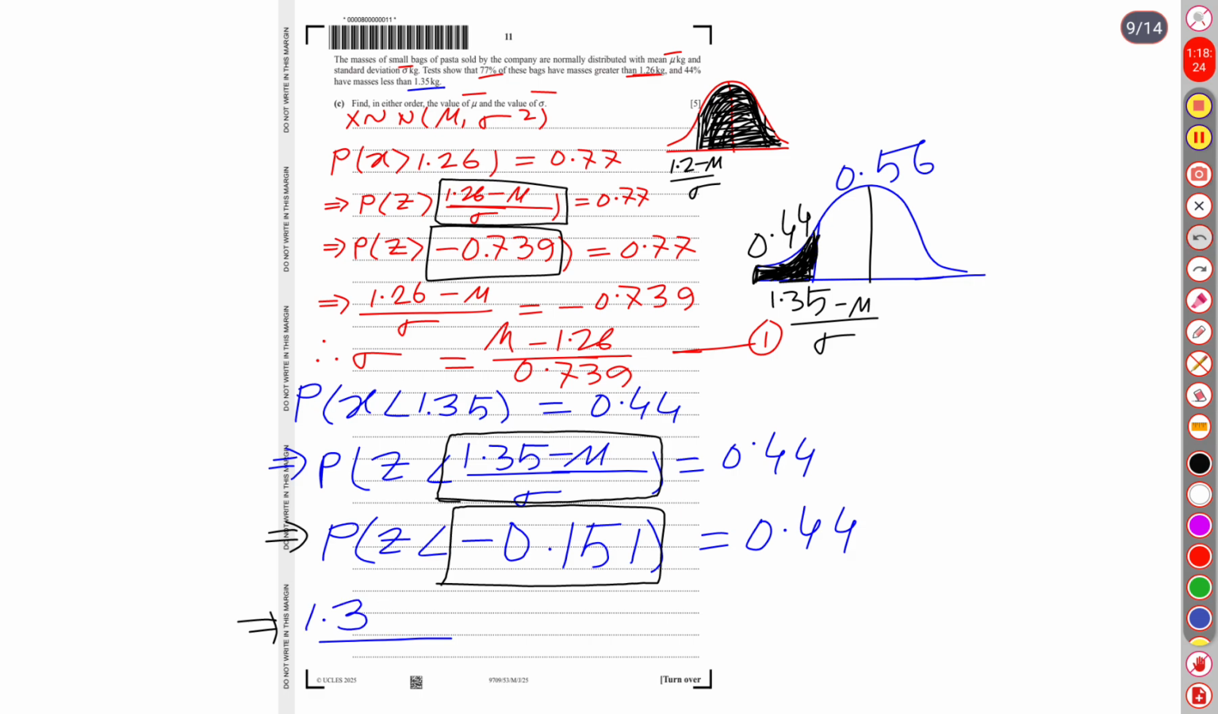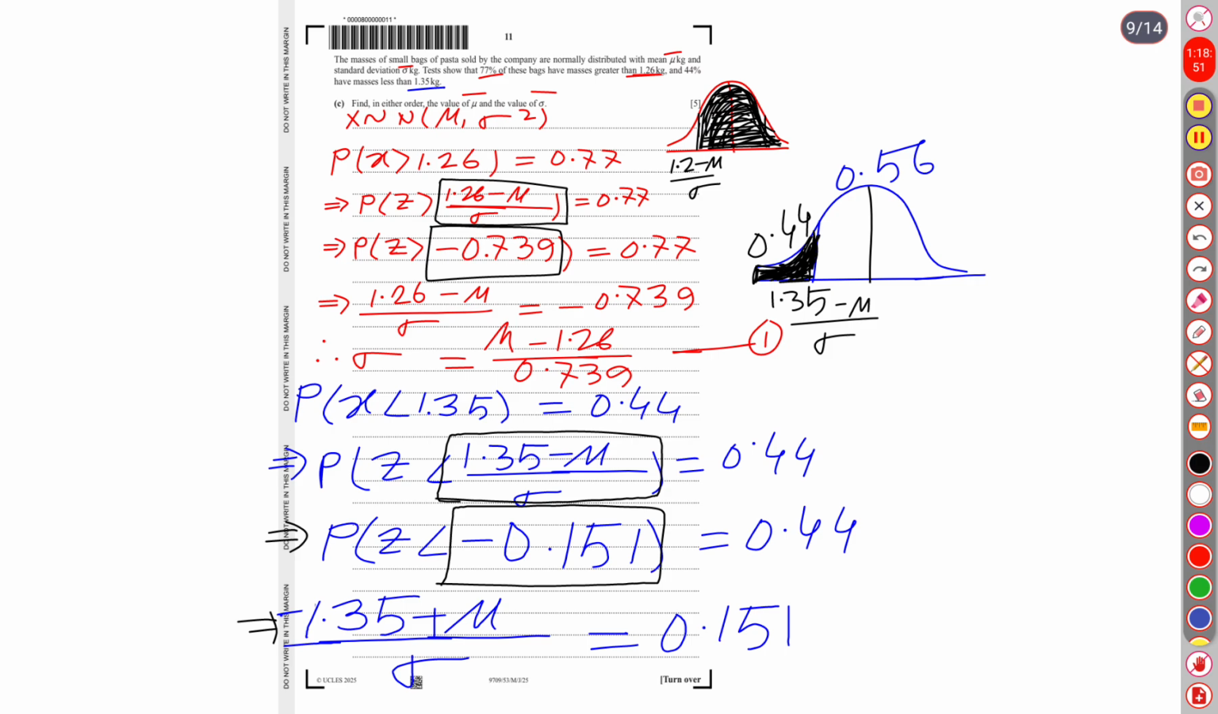1.35 minus mu over sigma is equal to, I think we could have dissolved the symbol, so it is going to be plus and this is minus. Okay, equal to 1.151, 0.151.